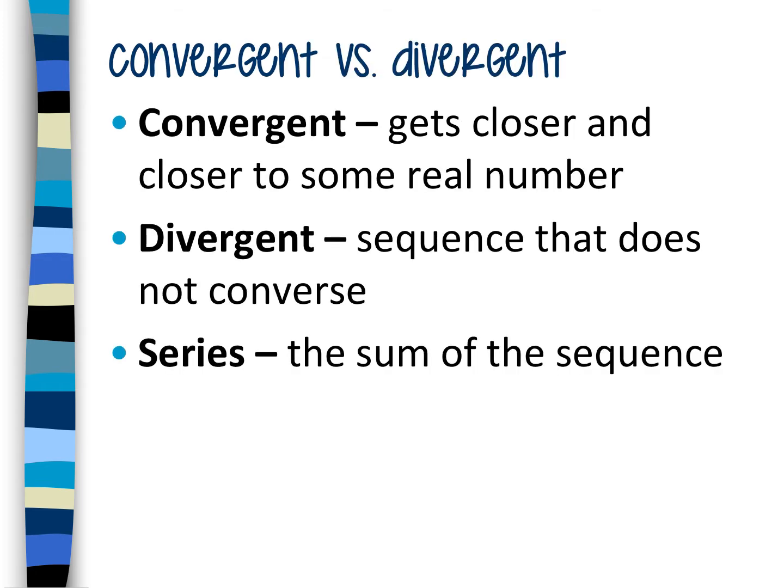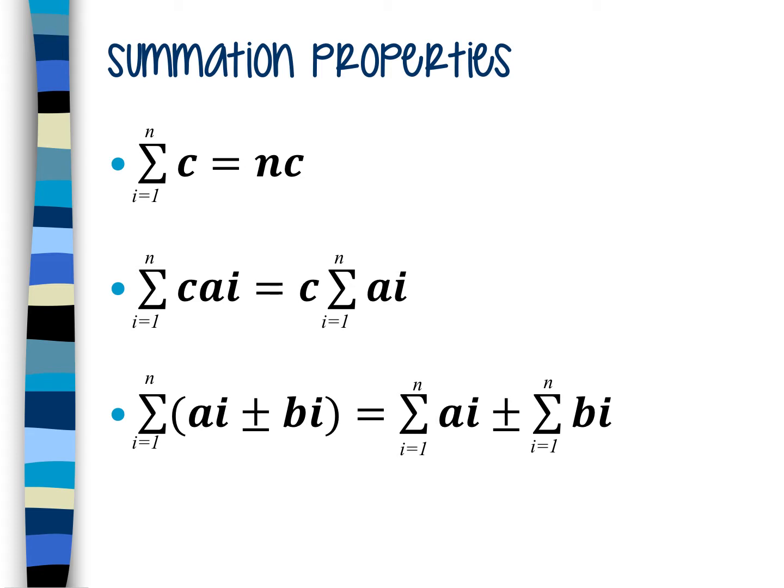Then came convergent and divergent. Convergent goes closer and closer to a number. It continues in kind of a direction, whereas divergent does not necessarily do that. Sometimes it goes negative, sometimes positive, sometimes it's a fraction, sometimes a whole number. It's not as much of a distinct pattern. And the series is the sum of the sequence, which is sigma. This is kind of where we left off.